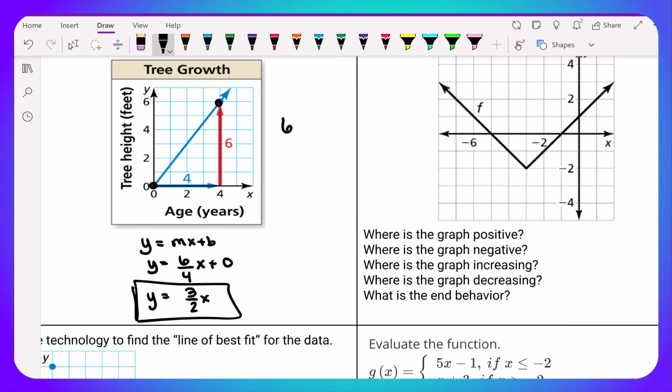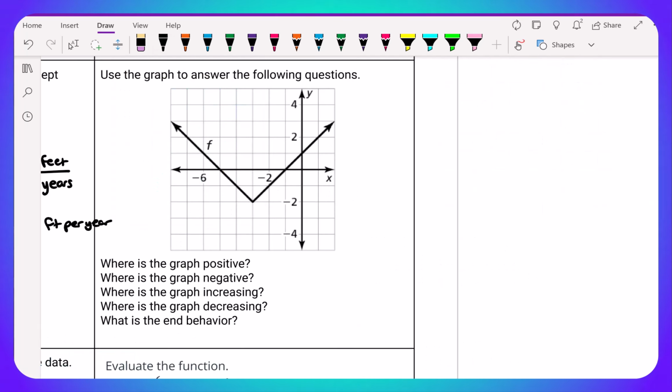So it would be 6 feet over 4 years. So you can say 6 feet per 4 years, or you can divide 6 by 4, and I do believe that goes 1.5 times. So it'll be 1.5 feet per year.